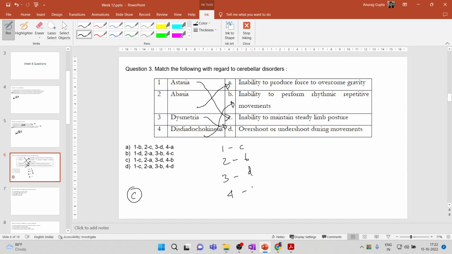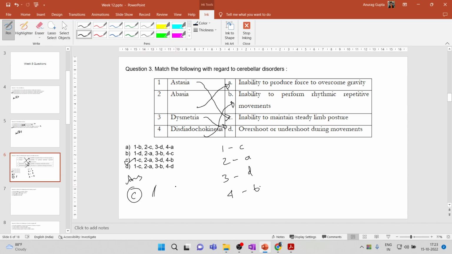So 4B. So let us see which one that is. 1C, 2A, 3D, and 4B. So the answer is C. That is correct.